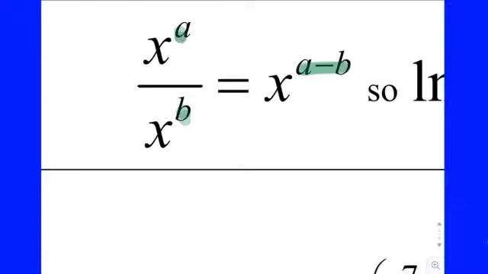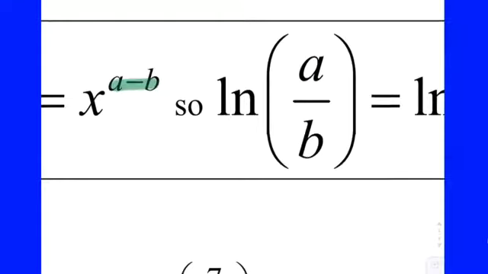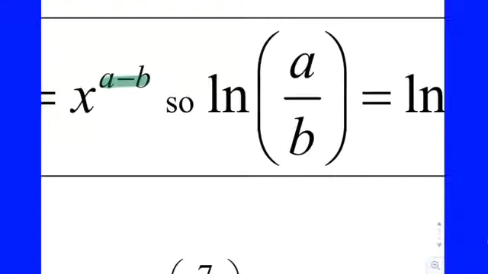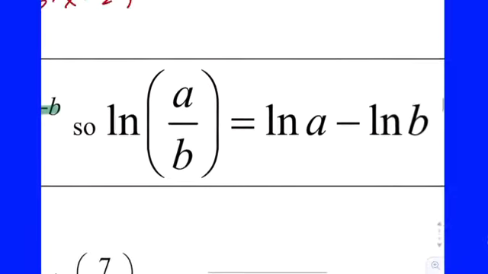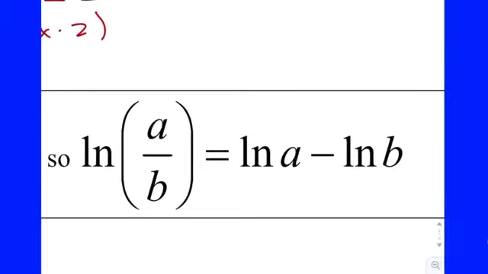Subtraction, right? We subtract the exponent. So division becomes subtraction, much like multiplication becomes addition. If we turn that on its head, the natural log, or the log in general, of a quotient, a divided by b, becomes the difference of the logs. The natural log of a minus the natural log of b.